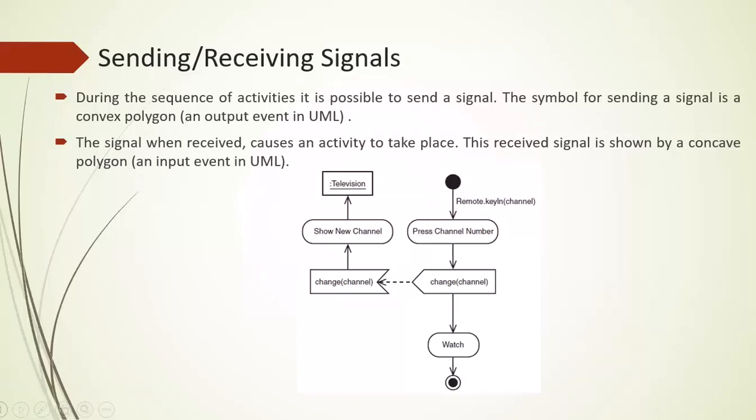Sending and receiving signal is another property of activity diagram. During the sequence of activity, it is possible to send a signal. The symbol for sending a signal is a convex polygon. You can see this is a convex polygon. The signal when received cause an activity to take place. So this means for some activity to be initiated, we send a signal message. So thus one activity sends signal message to another activity. So the received signal is shown by a concave polygon.